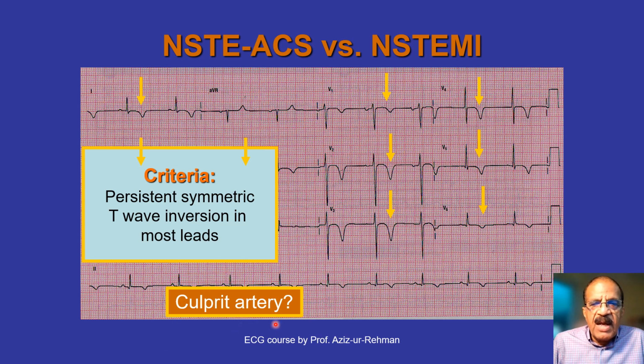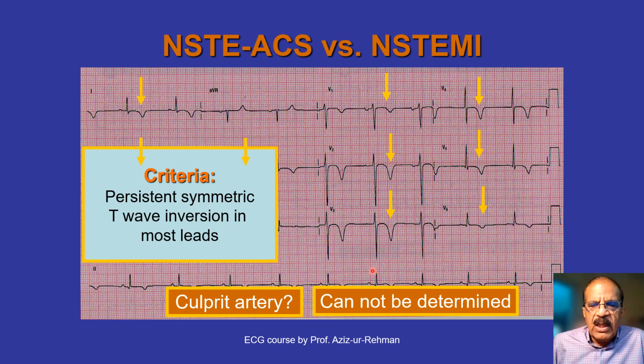What is the culprit artery? We have already mentioned it. Culprit artery we can identify based on the distribution of ST segment elevation. And in this patient, there is no ST segment elevation, so we cannot say for sure which artery is involved. I think that is the theory. Maybe experts can still find out, but mostly it is not possible. Cannot be determined.